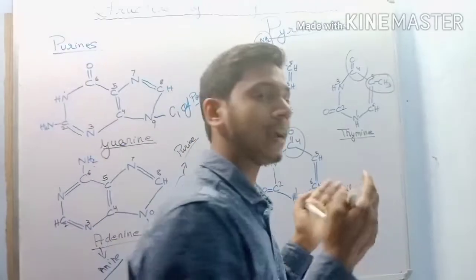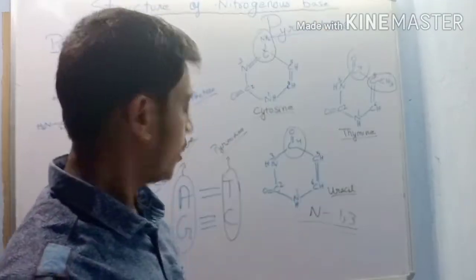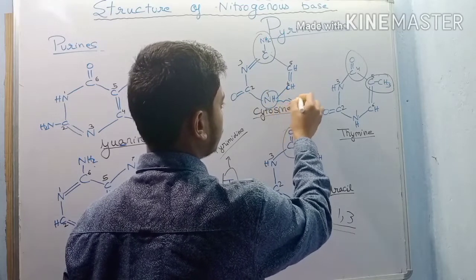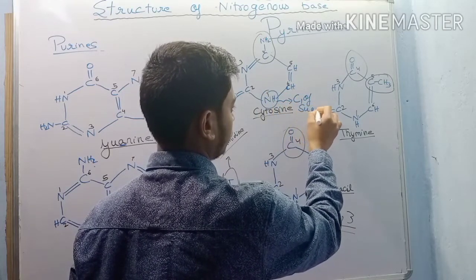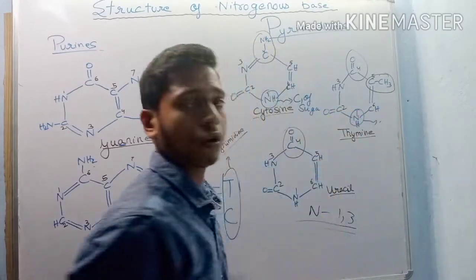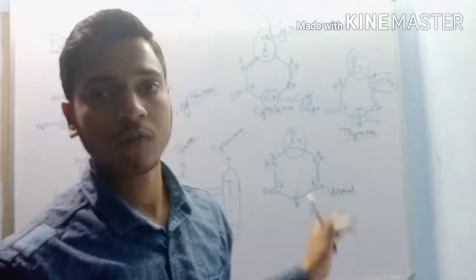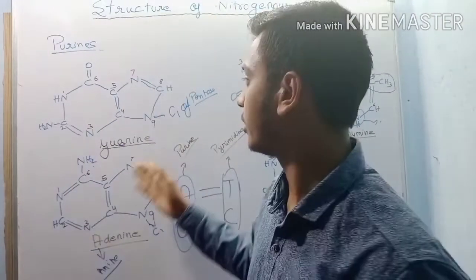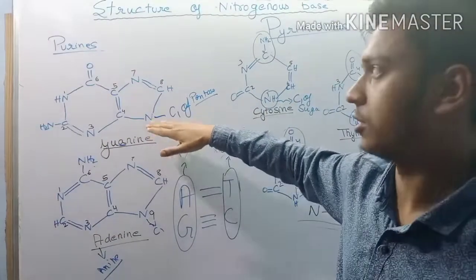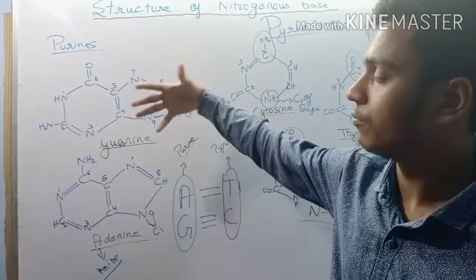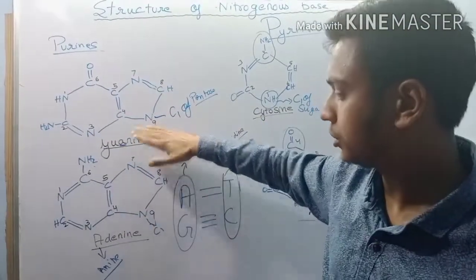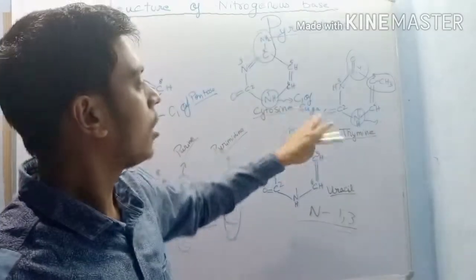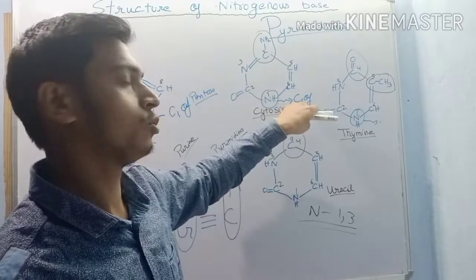And what is the attachment in pyrimidine? In all of cytosine, thymine and uracil, nitrogen 1 is attached with carbon 1 of the pentose sugar. Here also nitrogen 1 is attached with carbon 1 of pentose sugar, and here also. So it is very easy to understand where the attachment is in DNA. When purine is arranged in the DNA, the ninth position is attached with the first position of the carbon of pentose sugar. And when pyrimidine is arranged in the DNA, then position 1 of the pyrimidine is attached with position 1 of the sugar. That's it.